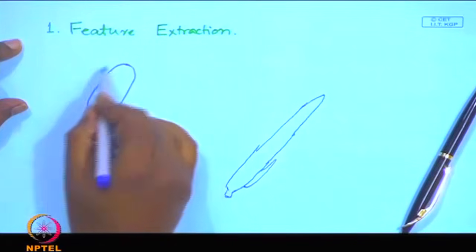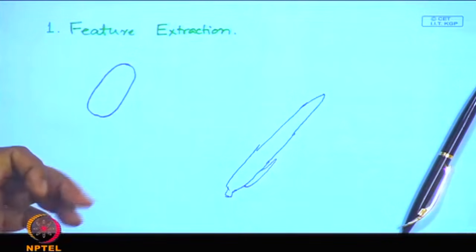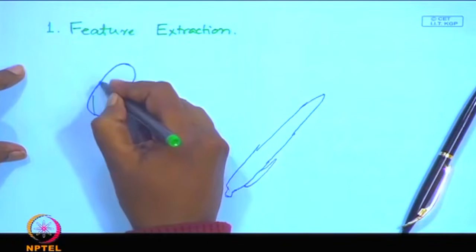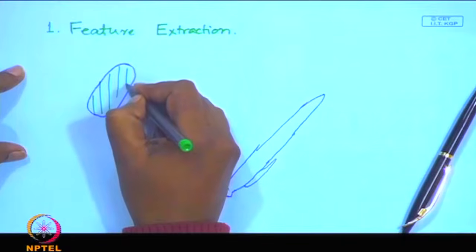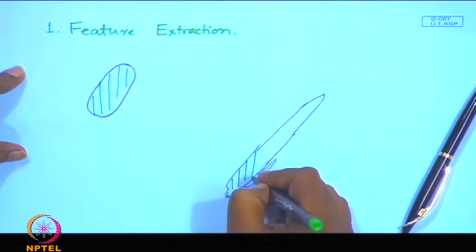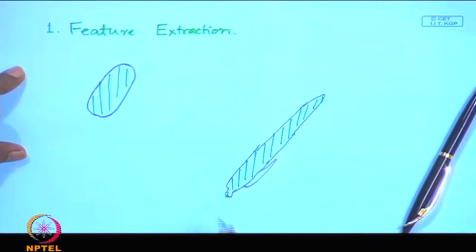So, you find that there is clear difference in the boundary. So, I can have the features which are derived, which are extracted from the boundary. Not only boundary, both these objects have a region which is bounded by the boundary. So, this is the bounding region of the USB drive, and this is the bounding region of the pen. So, I can have features from these bounding regions also.